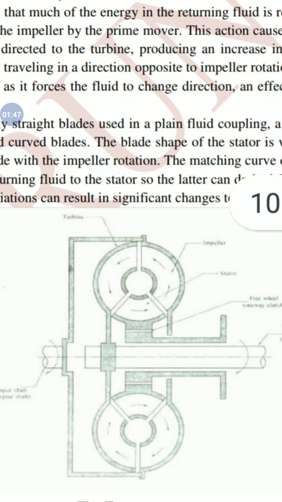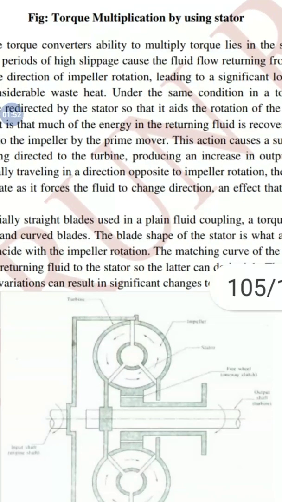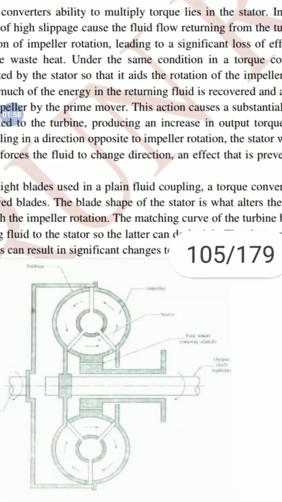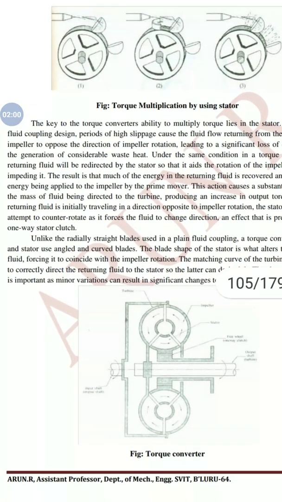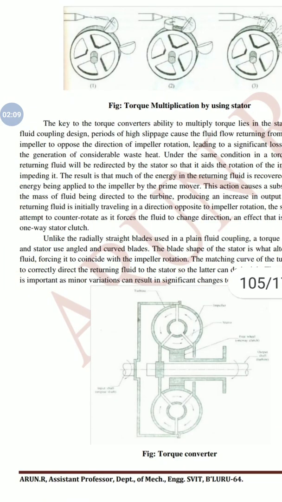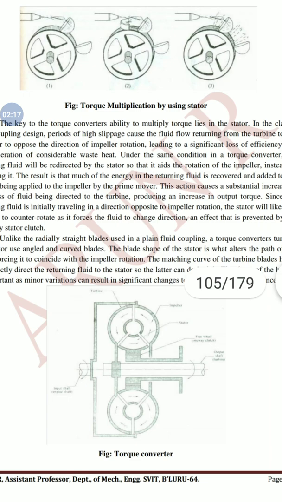The turbine in a torque converter is usually radially straight blades used in a plain fluid coupling. In torque converters, the stator has angled and curved blades. The blade shape of the stator alters the path of the fluid, forcing it to coincide with the impeller rotation, and it directs the fluid to act on the turbine blades. So the torque converter is nothing but similar to the fluid coupling, and it avoids the slippage. So that is about the torque converter.